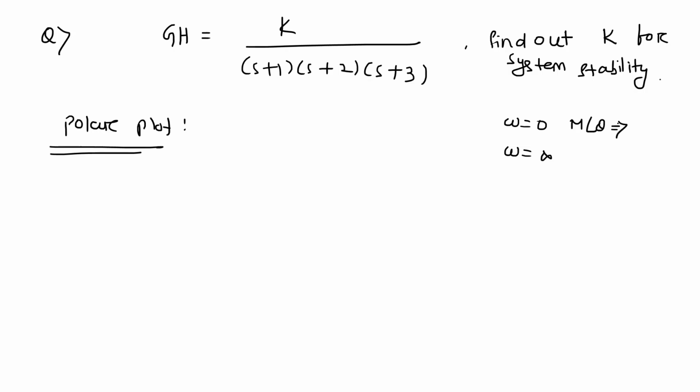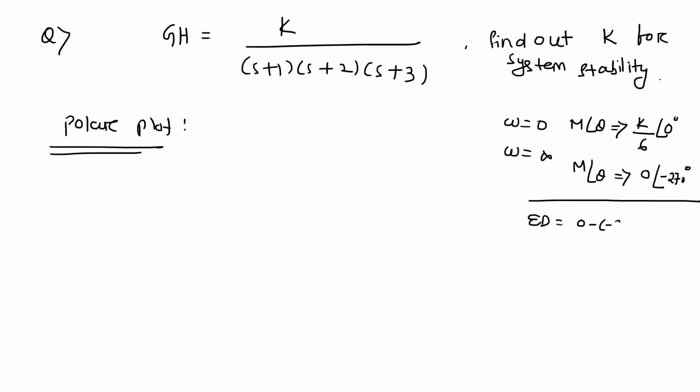Can you please unmute yourself, sir? The magnitude will be K by 6, and the angle is 0. What is the magnitude at infinity? 1 by infinity is 0, simple. And the angle will be minus 270, correct? Three poles. The ending direction is nothing but 0 minus of minus 270, so it will be clockwise, positive. The starting direction, poles are there, so it will again be clockwise.